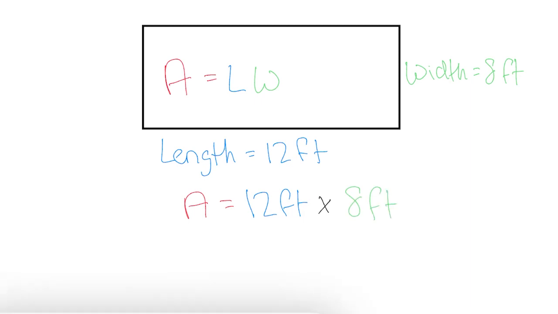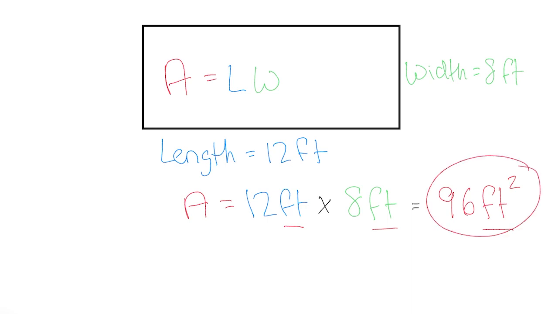Now when you plug that into a calculator, you will find that this area is 96 feet. But it's not just feet, because we're multiplying 2 feet together, so it's going to be feet squared. So the area of our room is 96 feet squared.